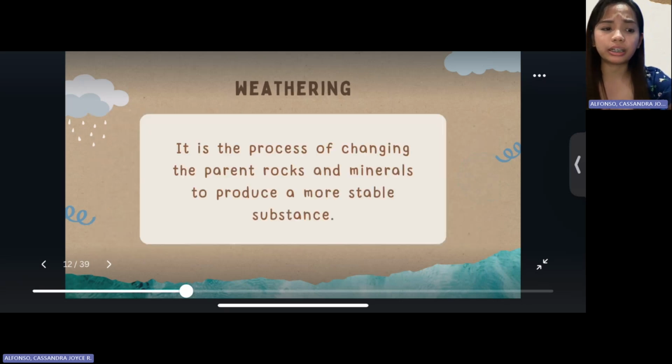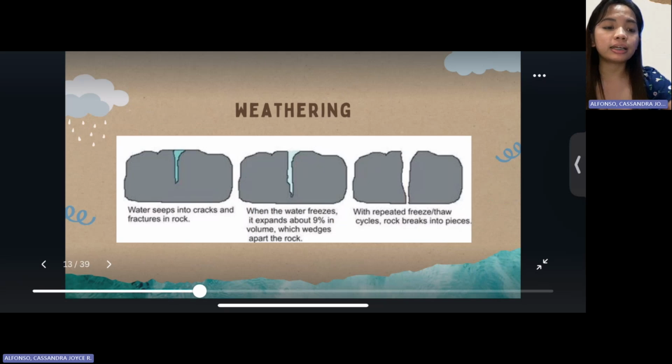So what is weathering? It is a process of changing the parent rocks and minerals to produce a more stable substance. This occurs when the physical and chemical condition of the surroundings and its composition changes from how they are formed. So there are two types of weathering, which is the physical and chemical. So focusing on the physical weathering, a very first example is yung pag-break ng isang rock into two pieces dahil sa water. So later on, I will discuss on how this happened.